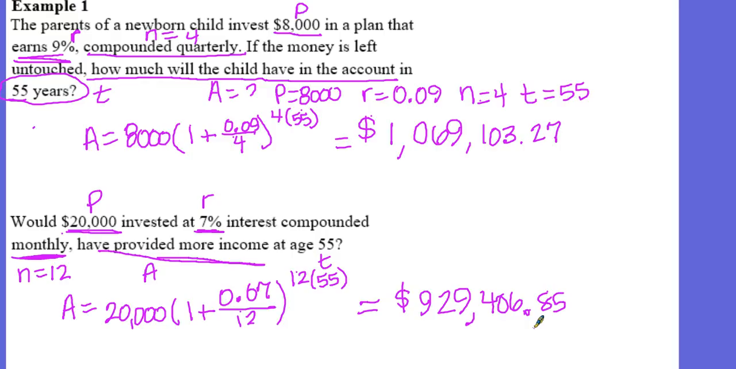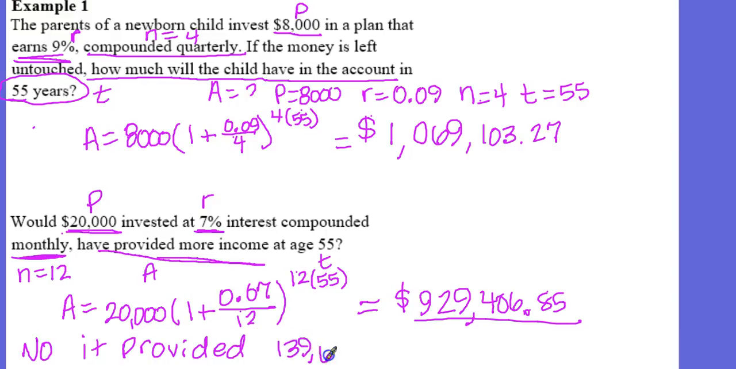All right. So now we have to answer the question because it said, would the $20,000 invested at 7% provide more income? Did it provide more? No. So we would have to say no. It provided, we'll do a little math here, $139,696 and 42 cents less income. So, parents, do your research before you invest. Much better if you have $20,000 to put it in the 9%, compounded 4 times. Much better. Okay, so here we go on to the last problem.